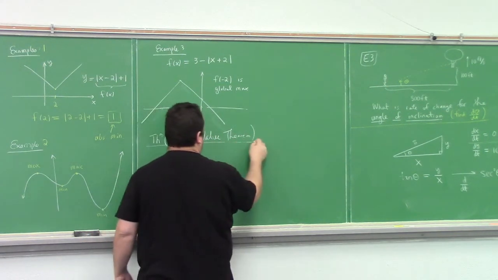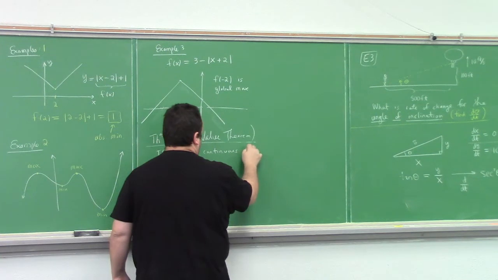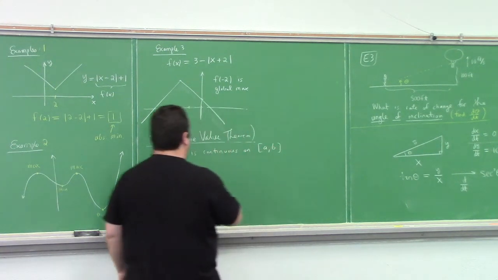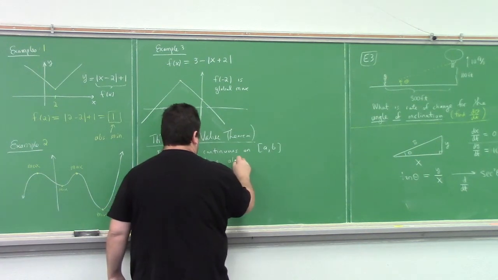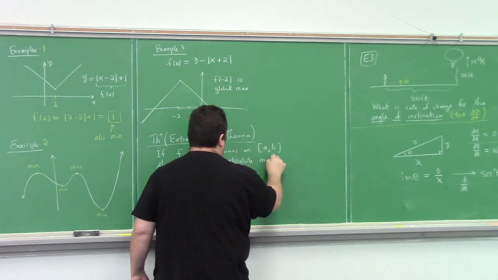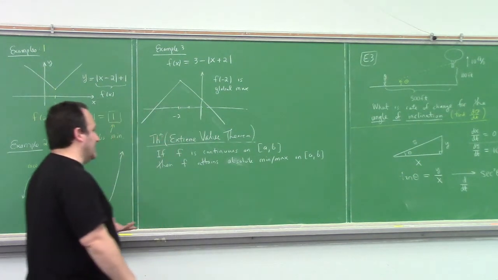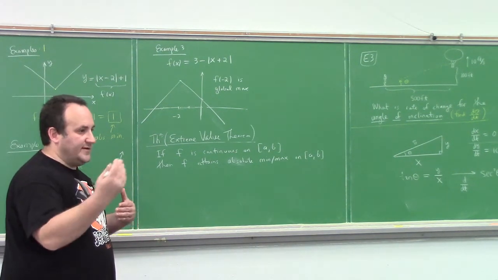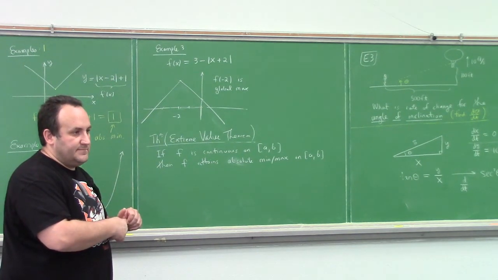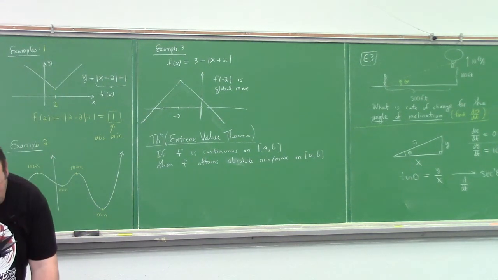All right. What the extreme value theorem says is simply this: if f is continuous on a closed interval from A to B, then f attains an absolute minimum and maximum on that interval. In other words, if you have a continuous function and you look at the values that it takes on from A to B, there has to be a largest one and there has to be a smallest one. You're like, well, of course that's true, right? But the proof of that is actually somewhat technical. So, all right?